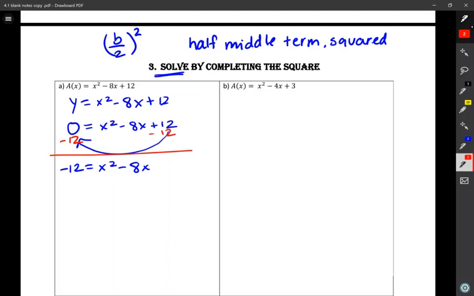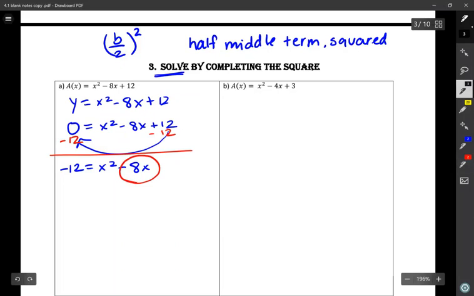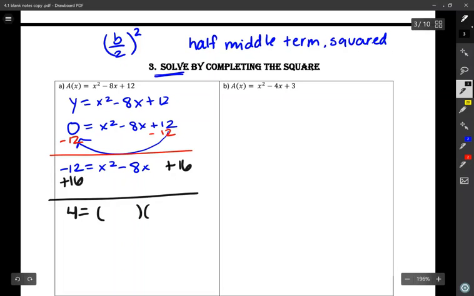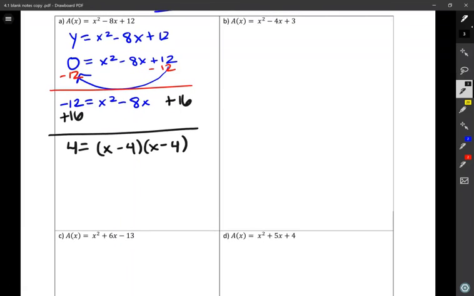You're going to take half of your middle term squared. So half of negative 8 is negative 4. Negative 4 squared is 16. What you do to one side, you do to the other side. So we're going to add 16 to both sides. Now here you write it as a perfect square. I'm going to go ahead and do this step. So two numbers that multiply to 16, add to get negative 8 is negative 4. But most of the time you're not going to be writing that step.